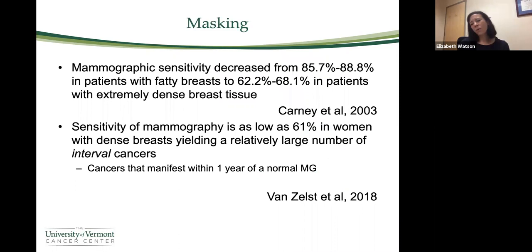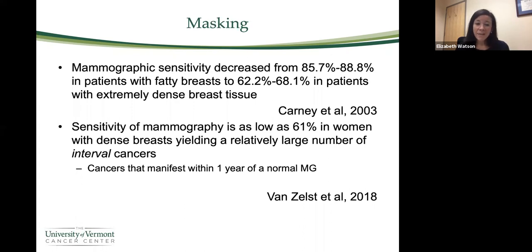So you might ask, well, how much lower? Is it really significant, that decrease? Well, it is actually pretty significant. The sensitivity of mammography in women with fatty breasts is about 86 to 89%, pretty high. We know that sensitivity drops about 20 percentage points when we look at women who have extremely dense breasts. And so that's a pretty significant decrease of about 20 percentage points when we're talking about sensitivity, how easy it is to pick up a breast cancer on the mammogram.